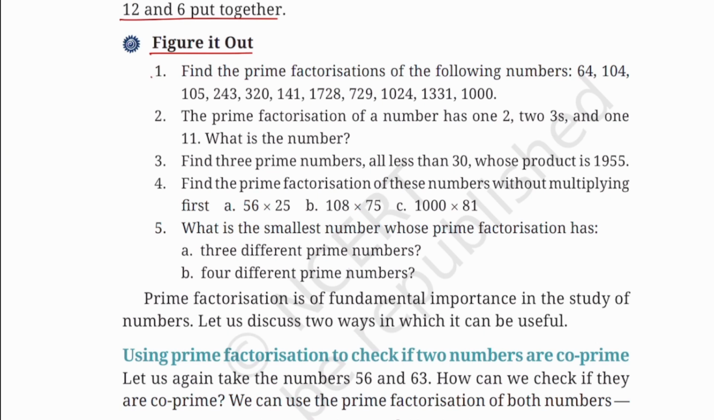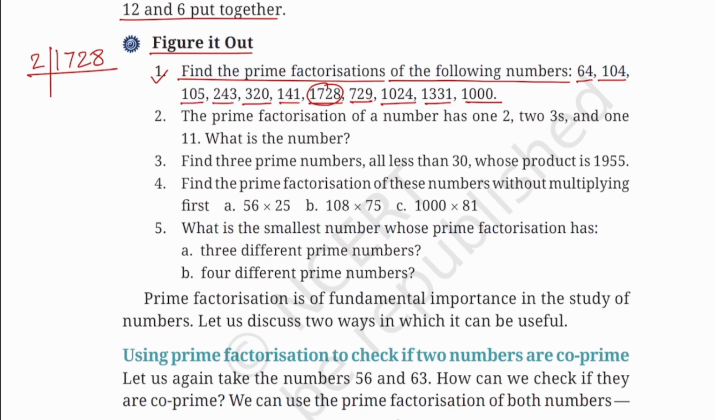Figure it out. 1. Find the prime factorizations of the following numbers: 64, 104, 105, 243, 320, 141, 728, 729, 1024, 1331, 1000. For example, I am doing for 728. You can do like this.